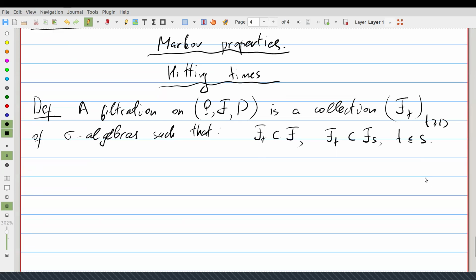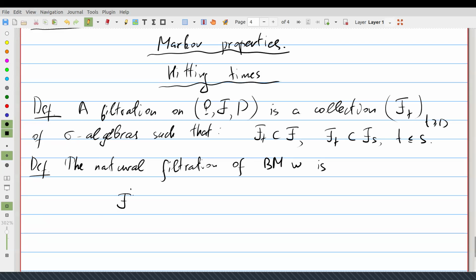So this is a collection. One can think of it as a flow of information. Every sigma algebra gives us some information about something, and we have an increasing flow of such pieces of information. Now, the natural filtration of Brownian motion W is F W of t, given by the sigma algebra generated by all values of our Brownian motion up to time t.